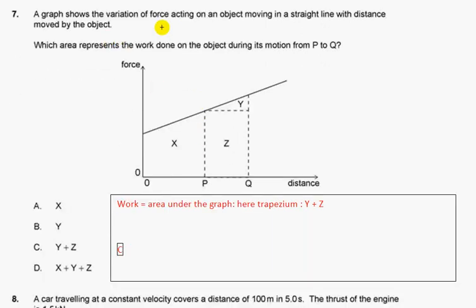A graph shows the variation of force acting on an object moving in a straight line with distance moved by the object. Which area represents the work done on the object during the motion from P to Q? So points P and Q. Work equals area under the graph. Under the graph we have a trapezium, and to find the area of the trapezium we should add the area of triangle Y and the area of rectangle Z. So Y plus Z, answer C.